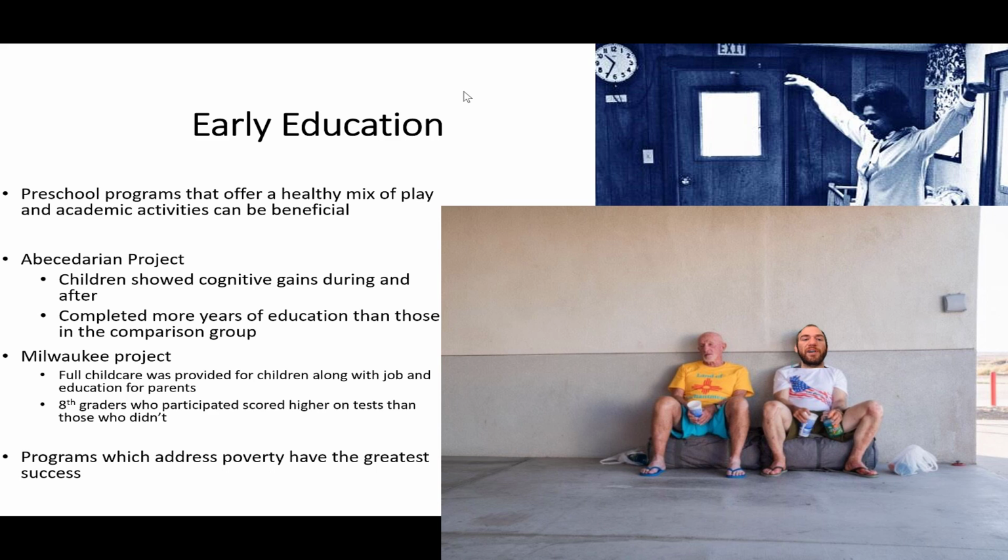Preschool programs that offer a healthy mix of play and academic activities can be beneficial. We're looking at two projects. The first, which I'm not going to attempt to say, but let's give it a shot, we'll go with Abecedarian. Children showed cognitive gains during and after, and completed more years of education than those in the comparison group. And the Milwaukee Project, in which full child care was provided for children along with job and education for parents, and 8th graders who participated scored higher on tests than those who didn't. So these are two famous projects, despite one of them being difficult to pronounce.